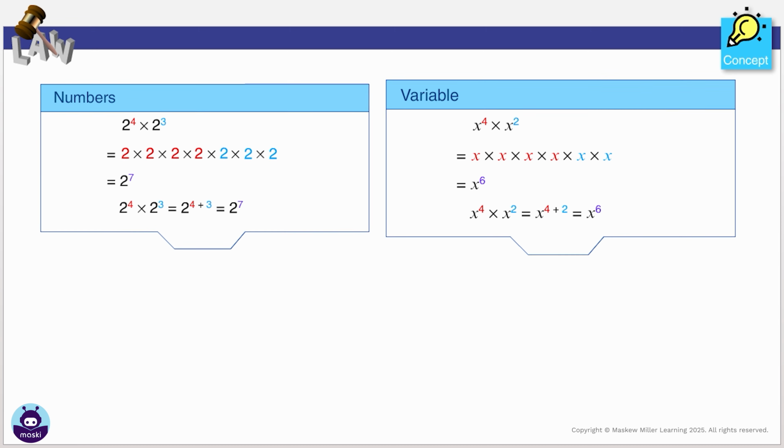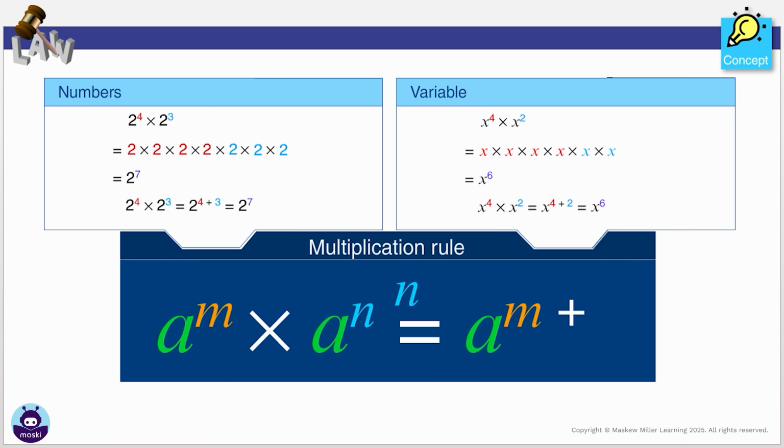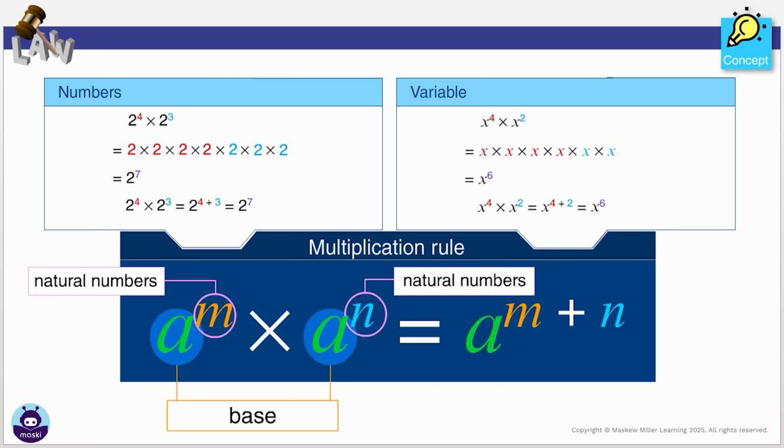We can generalize this pattern as a multiplication rule of exponents. When we multiply powers with the same base, we keep the base the same and simply add the exponents. a to the power of m times a to the power of n equals a to the power of m plus n. Here a is the base and m and n are exponents. m and n are natural numbers and a does not equal 0.